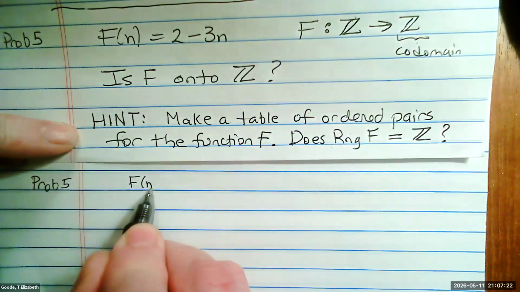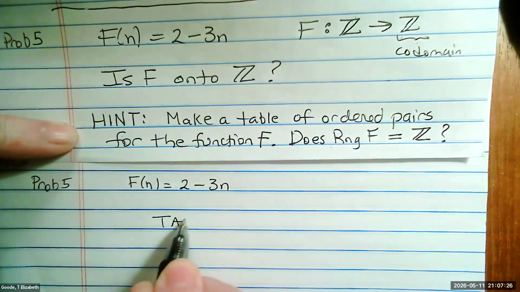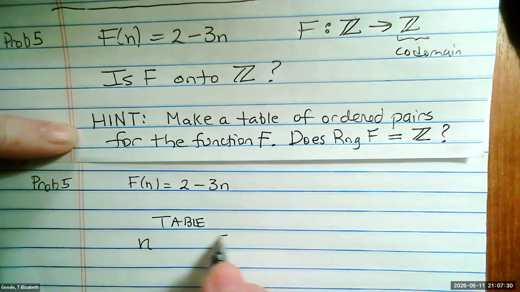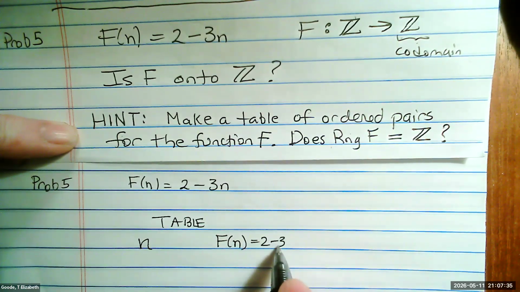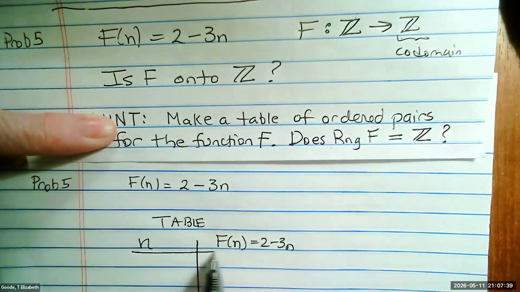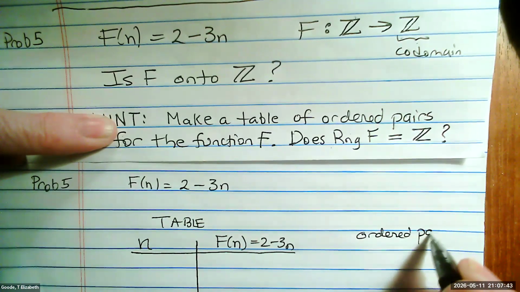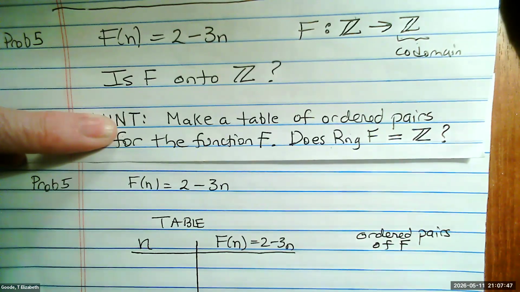So f of n equals 2 minus 3n. When I say make a table, we're going to put n and then we're going to put f of n, which is the f value, and it's 2 minus 3n, okay? We're just going to try to find some of the ordered pairs. We're not going to find them all, but we'll find some of them.